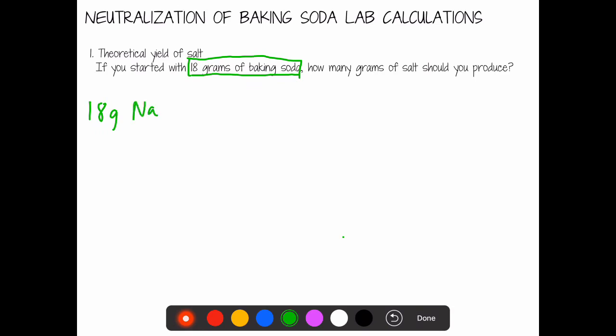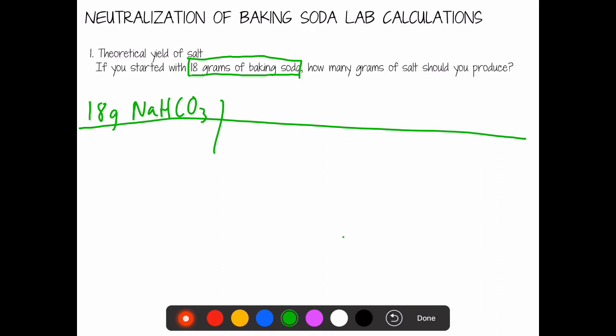So that's our starting number here, 18 grams of sodium bicarbonate. And our first step is going to be to find the molar mass of sodium bicarbonate. So you can go ahead and pause the video if you want to do that for yourself. Of course, all we need to do is add everything up from the periodic table. So we're going to look for sodium, hydrogen, carbon, and oxygen. Do not forget to multiply that oxygen by 3 because of that subscript there.